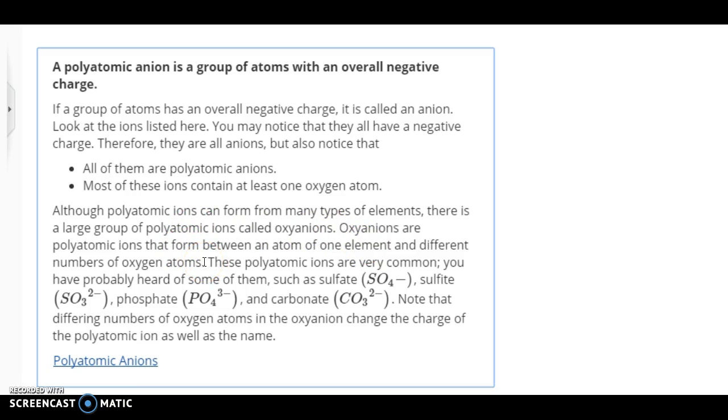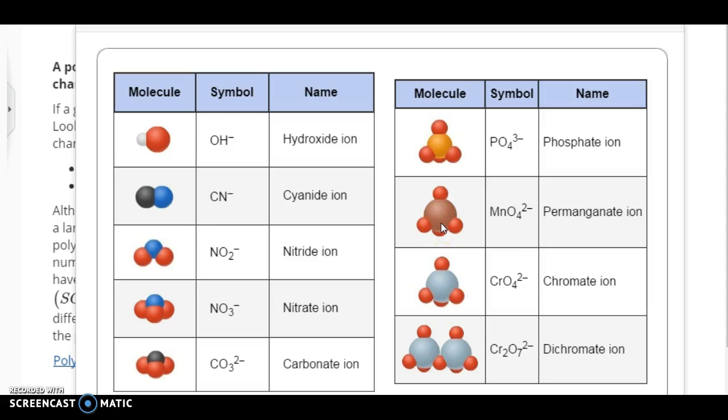These polyatomic ions are very common. You have probably heard of some of them, such as sulfate, SO4, which actually has a -2 charge, sulfite, SO3, -2 charge, phosphate, PO4, -3 charge, and carbonate, CO3, -2 charge. Note that differing numbers of oxygen atoms in the oxyanion change the charge of the polyatomic ion as well as the name. That's true, but there are some exceptions, so really you're better off just looking at the list.